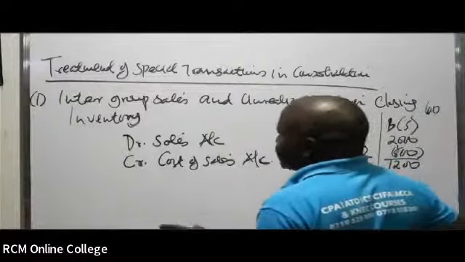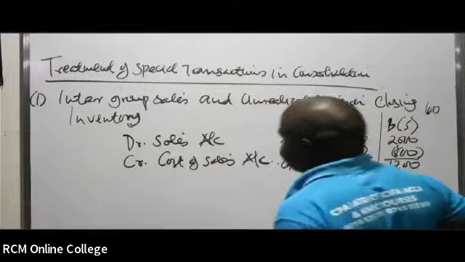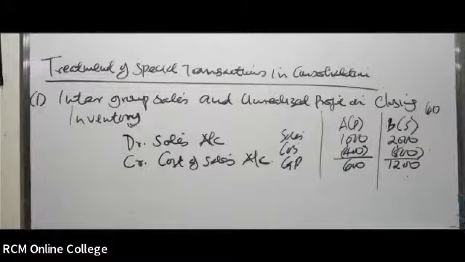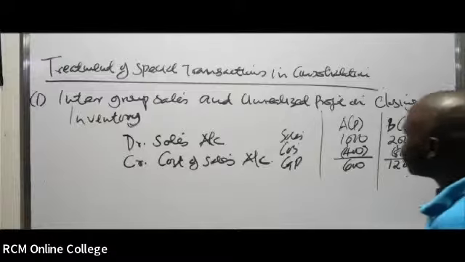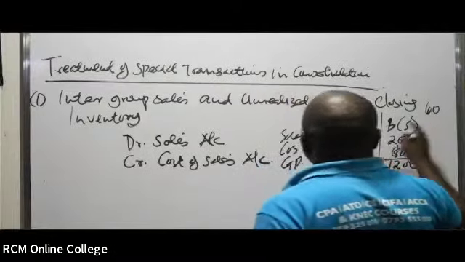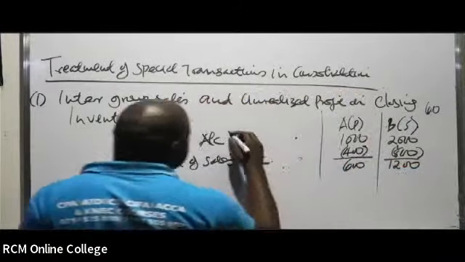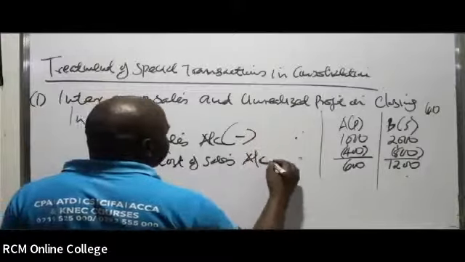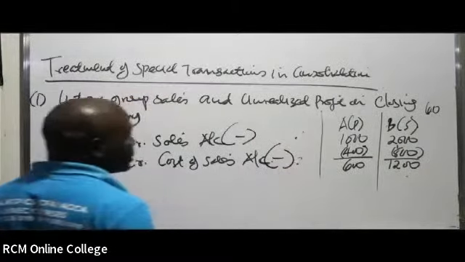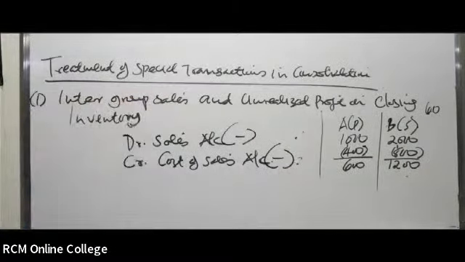Now in the additional information, they'll say, for example, additional information number 1: A Limited sold goods worth 60 to B. So in this case, you need to eliminate them. In short, you need to deduct this amount of 60 from the sales and also deduct from the cost of sales. This will likely be able to adjust.